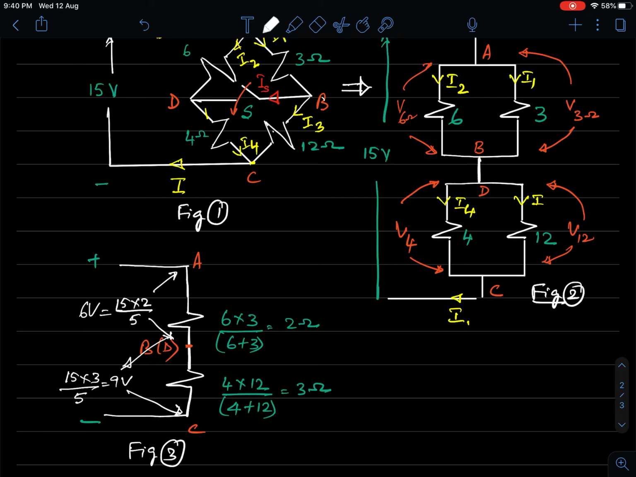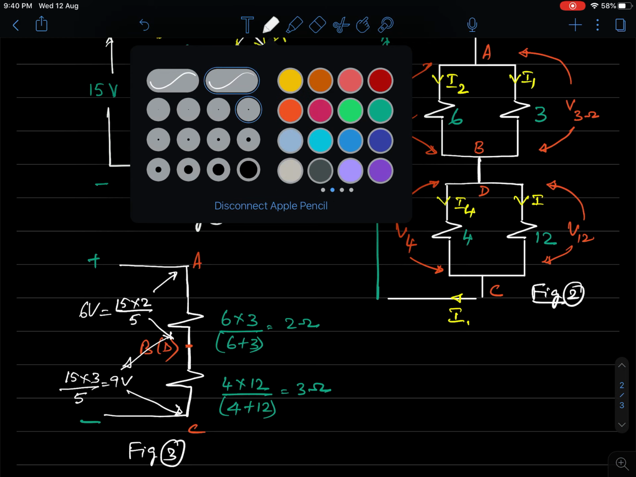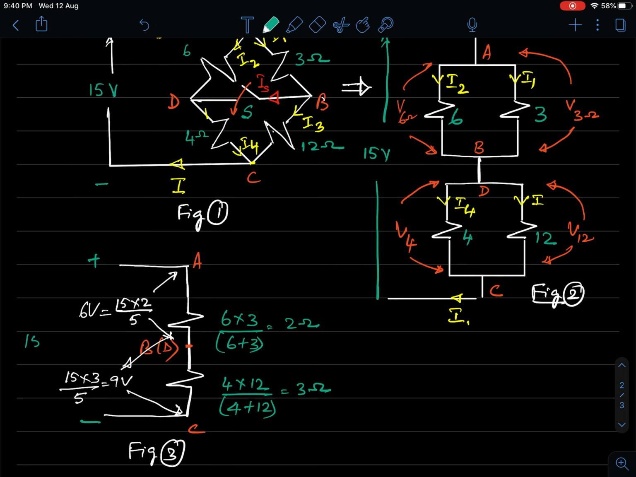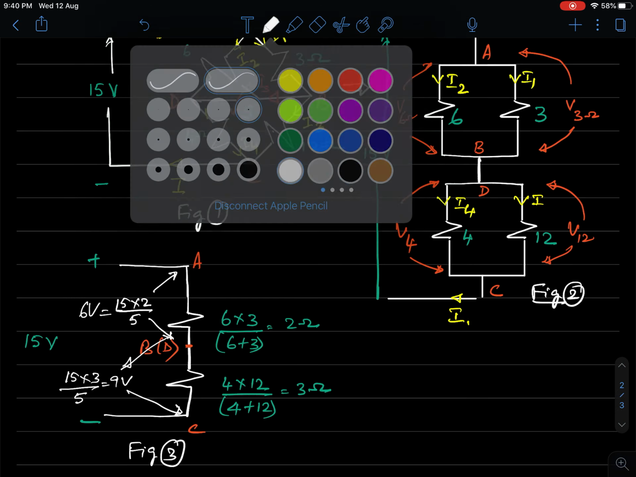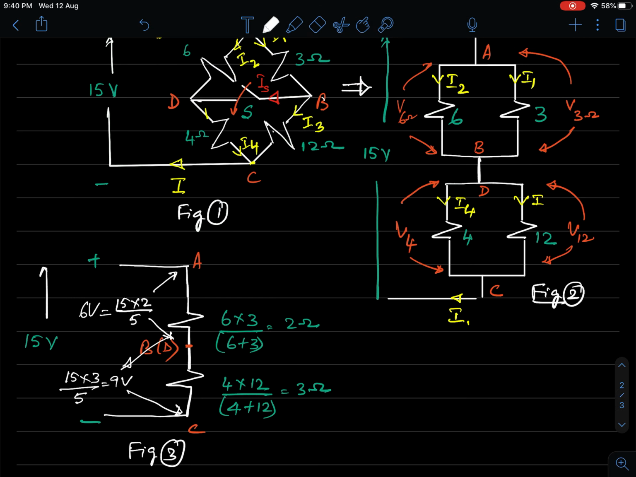We have the applied voltage to be 15 volt. 15 volt is appearing across the combination, out of which 6 volt is appearing across 2 ohm and 9 volt is appearing across 3 ohm.